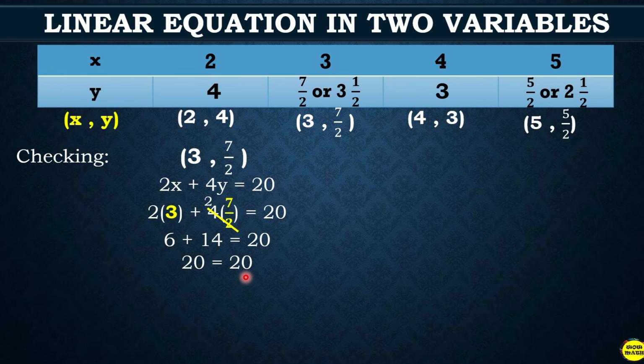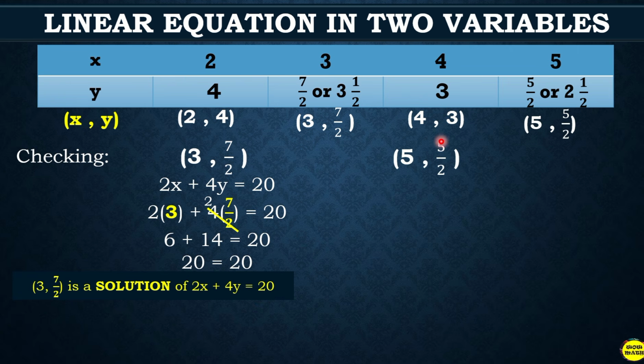So, ganyan po kapag nag-check tayo kapag fraction. Kung meron kang pwedeng i-cancel, ma-lowest term, i-lowest term muna. Okay, so therefore, (3, 7 over 2) is a solution of 2x plus 4y equals 20. Okay. Now, let's have this one.